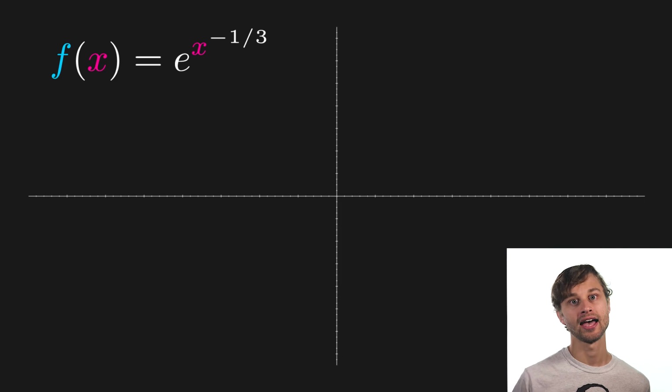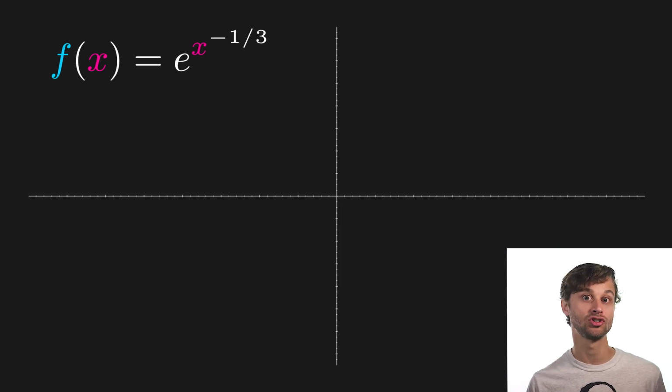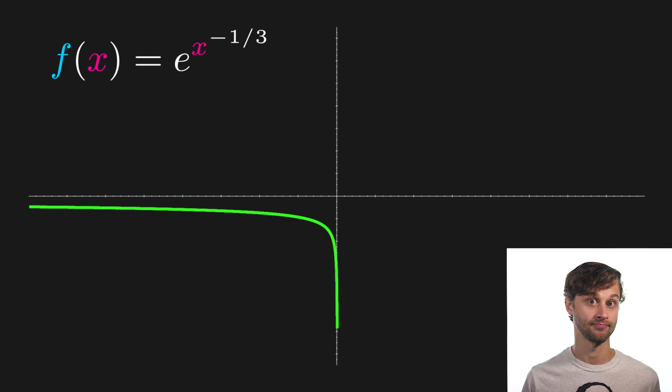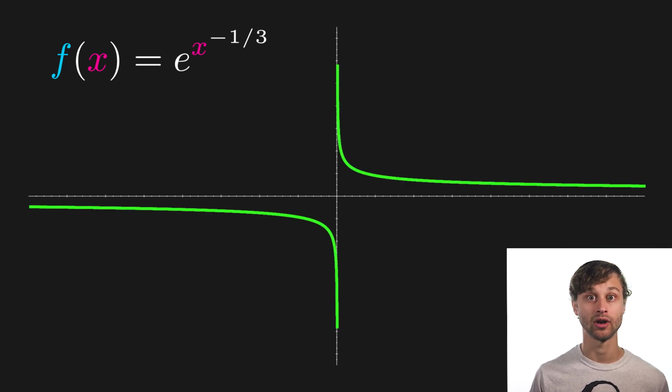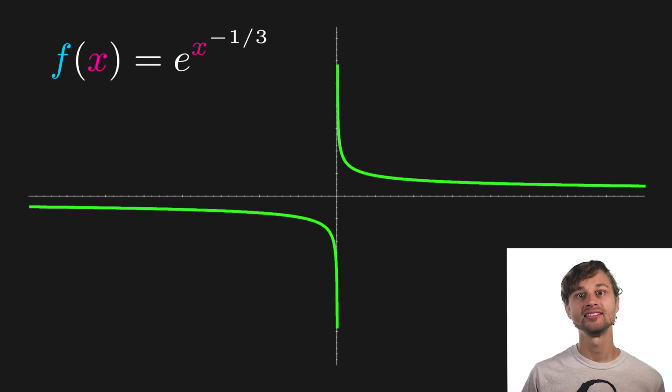So if I take a look at the power function here, x to the negative 1/3 power, it looks like this. And we can see that we have a horizontal asymptote at y is equal to 0 and a vertical asymptote at x is equal to 0. So we know that the domain of this whole function must be restricted to values of x not equal to 0.